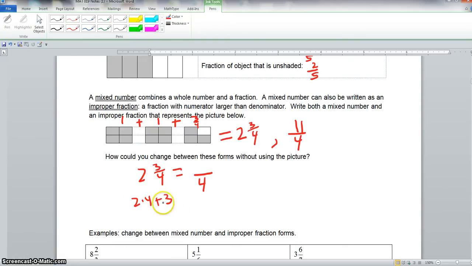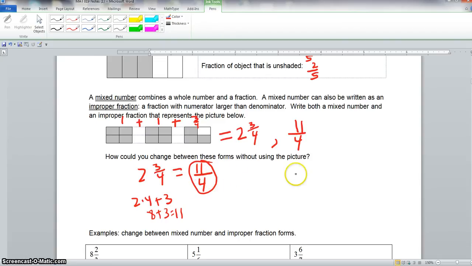And then we will follow the order of operations which we discussed earlier in Unit 1. So we know we would do multiplication first. 2 times 4 is 8, plus 3, which would give us 11. And that will be our numerator. So we would have 11/4.